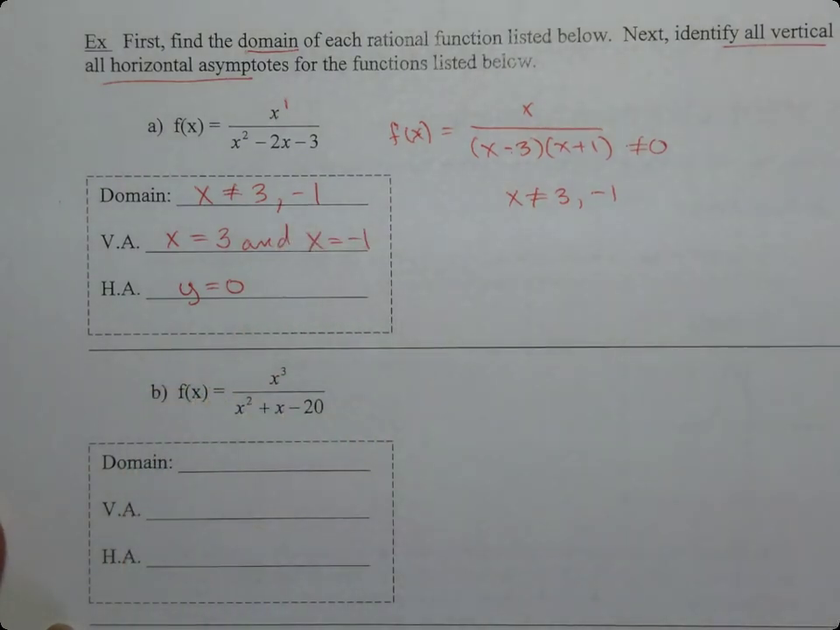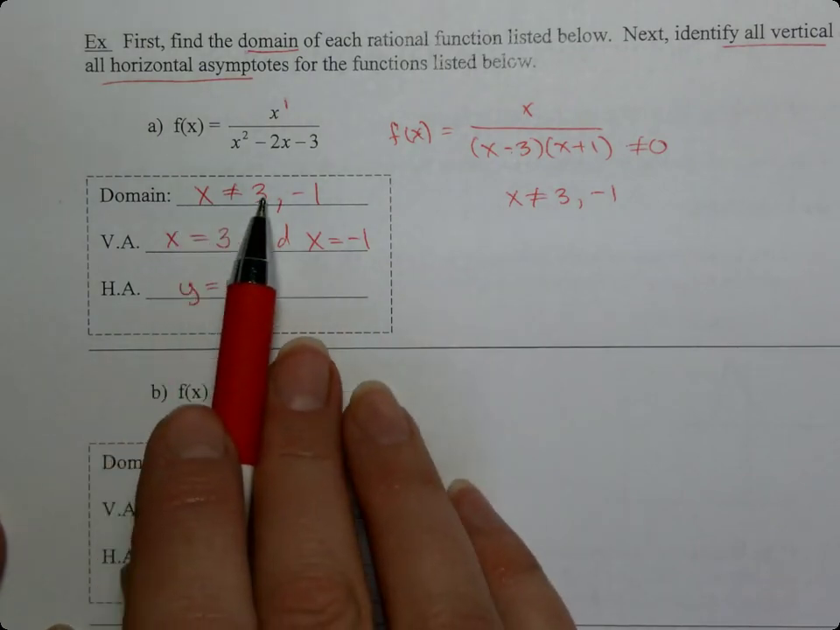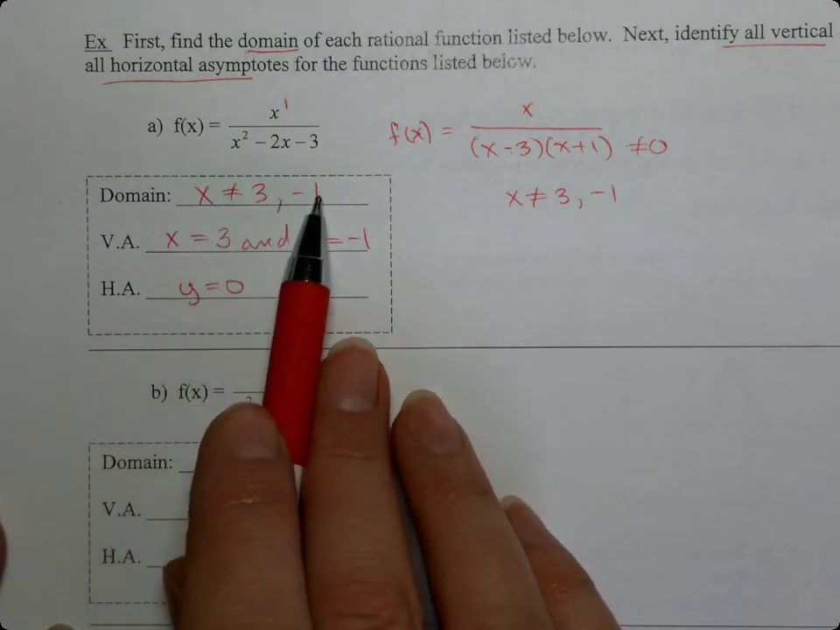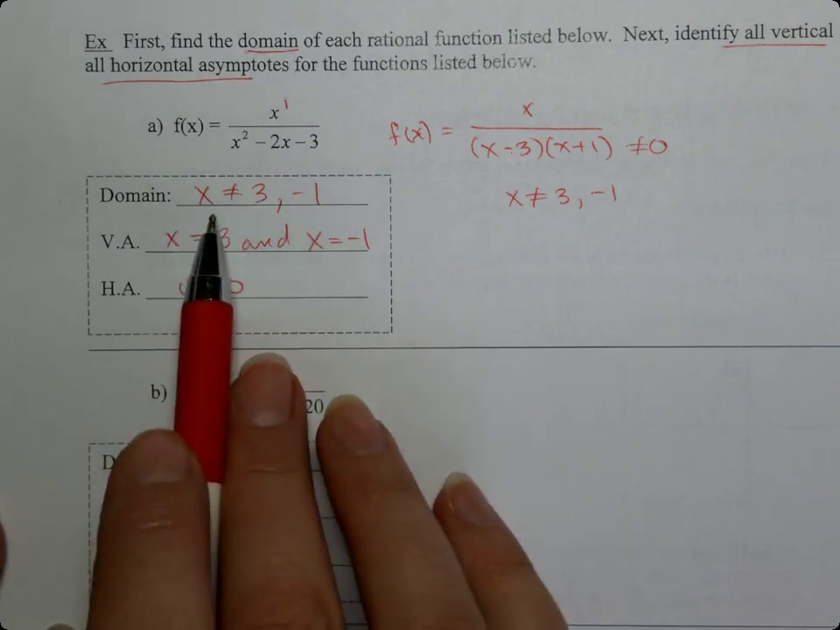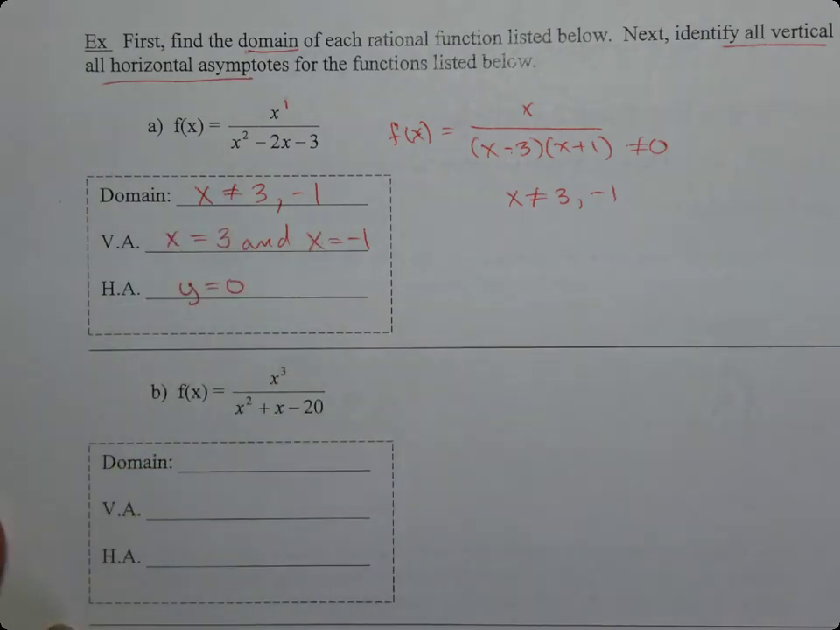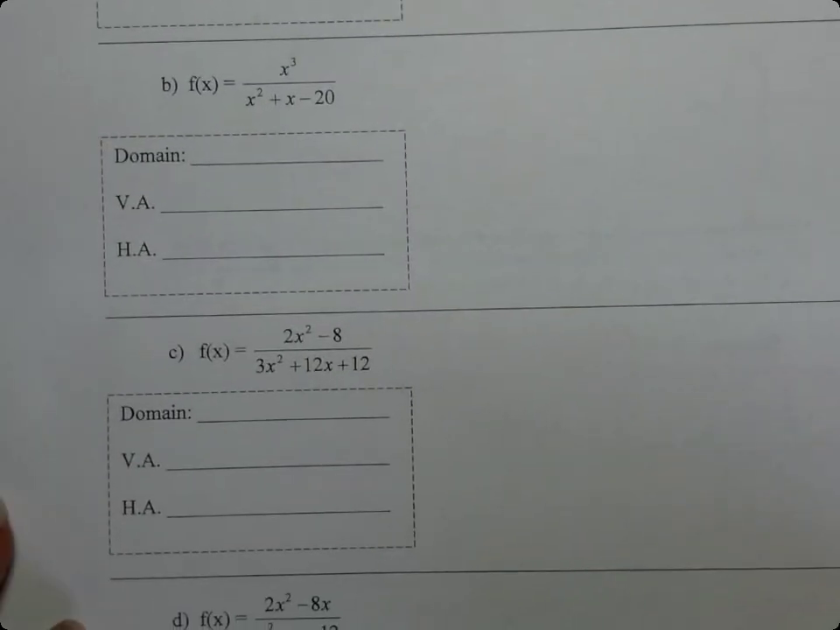I'll say this again. You are welcome to list your domain restrictions, x cannot equal, but vertical asymptotes have to stand alone with their own x equals, because you're defining 2 different vertical lines. Got it?